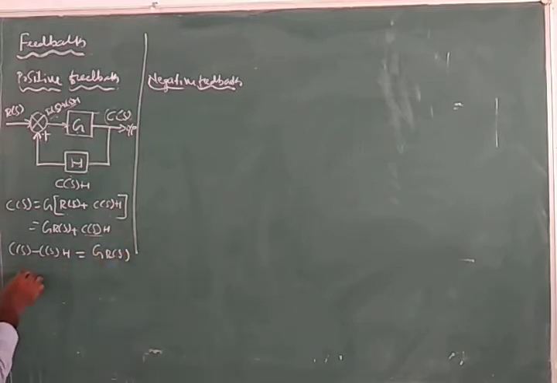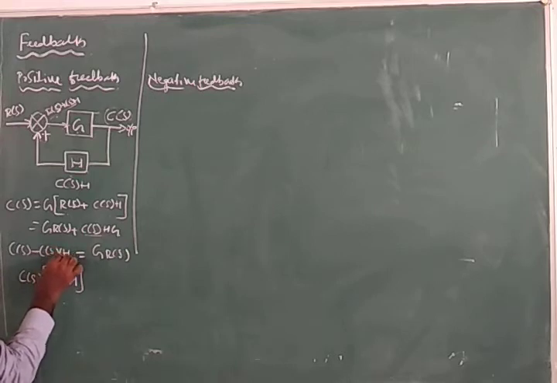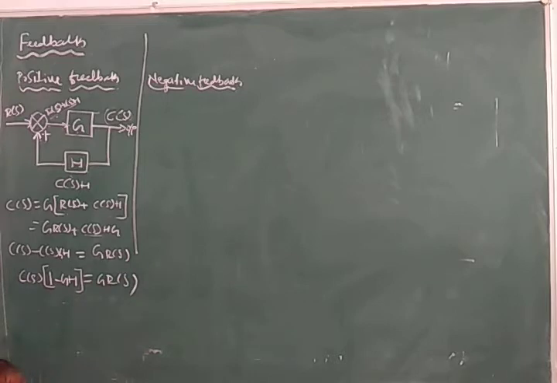Got it? Then take C of S common. C of S into 1 minus GH, sorry, here multiplication it becomes GH, so 1 minus GH is equal to G into R of S. Now we know transfer function is output by input. Here input is R of S, output is C of S. Write the equation in terms of output by input: C of S divided by R of S is equal to G divided by 1 minus GH.